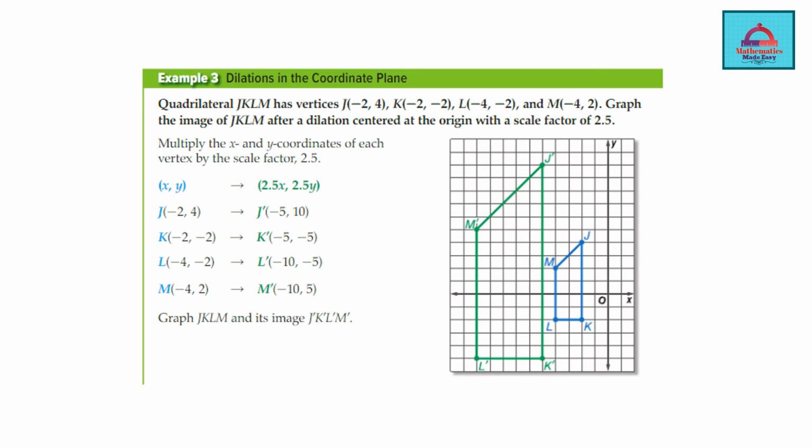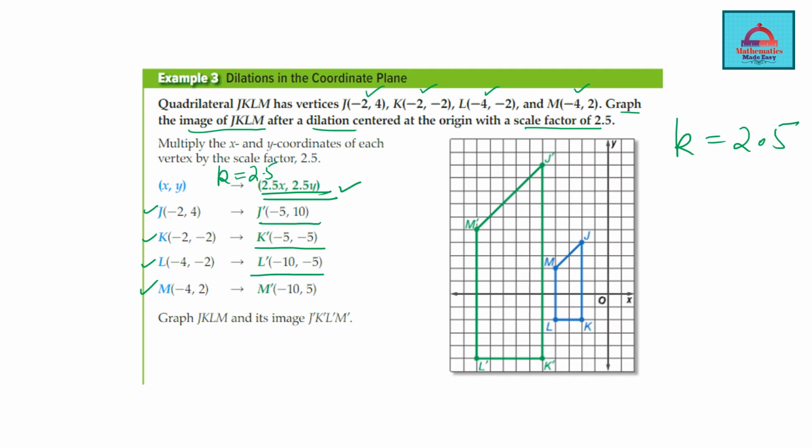So now we'll see an example how it is done. So for example, you have a quadrilateral JKLM, the blue one, and its coordinates are given. You need to graph the image of this after dilation with a scale factor k. So what is the value of k? 2.5. So each coordinate of JKLM will be multiplied with k equal to 2.5. So new coordinates will be this. So it is minus 5 comma 10 for J prime, minus 5 comma minus 5 for K prime, minus 10 comma minus 5 for L prime, and minus 10 comma 5 for M prime.